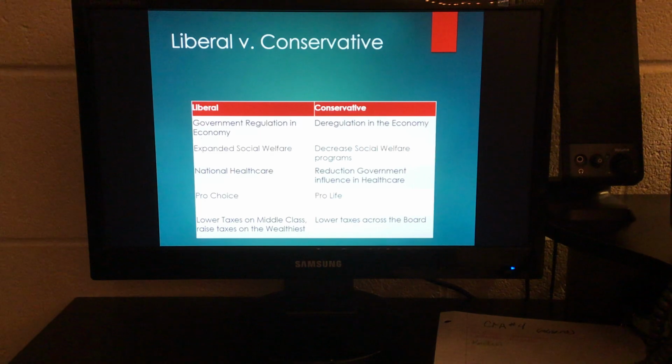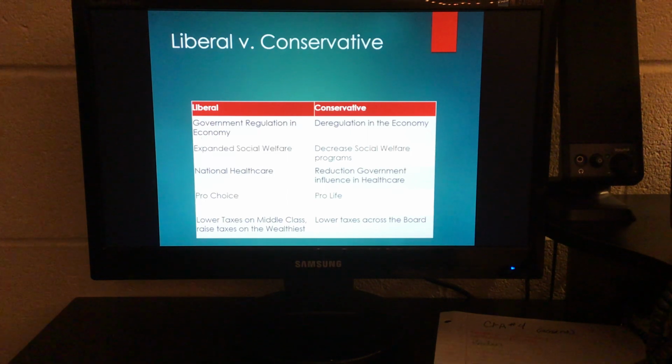And then the Democratic Party, the liberal side, wants to lower taxes on the middle class and raise taxes on the wealthiest people, whereas the Conservative Party wants to just lower taxes altogether. Think about that for a minute. If the government's providing fewer things, they don't need as many taxes, right? Smaller federal government. Your Republican Party would be more likely to support a confederation, because they want the states to have more of that power than the federal government.